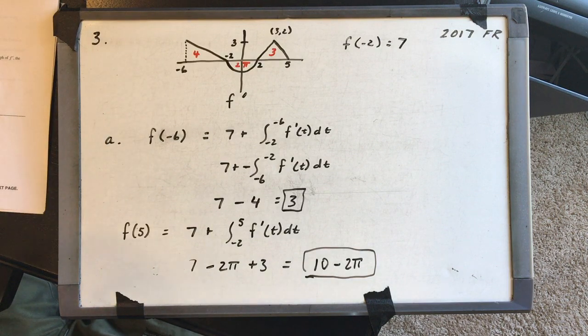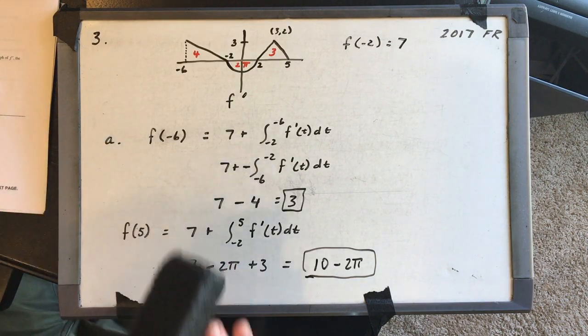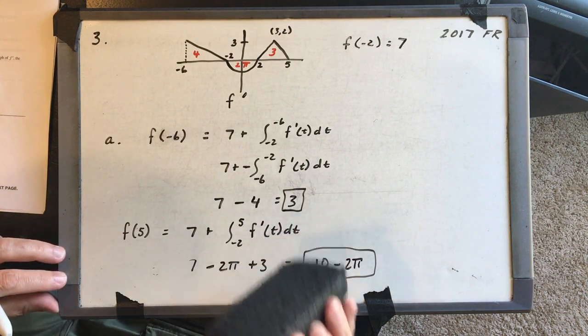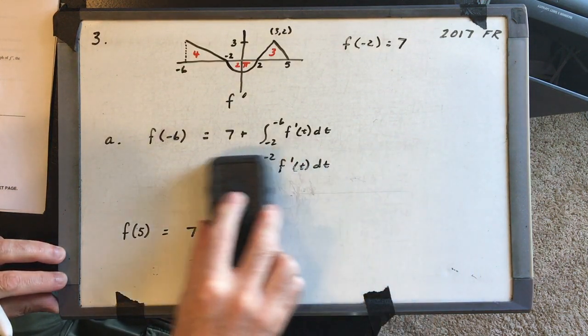So it's not hard to do if you understand it. It's just some pretty easy areas that you have to figure out, but it's not one we worked on a lot from the book. Okay, so let's remember those numbers, 3 and 10 minus 2 pi.